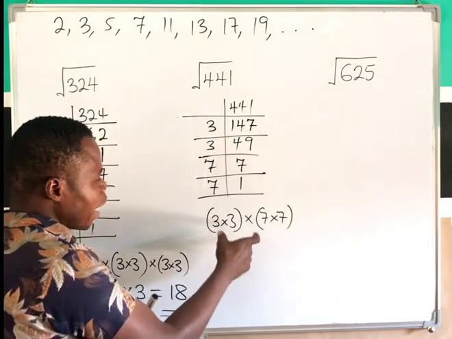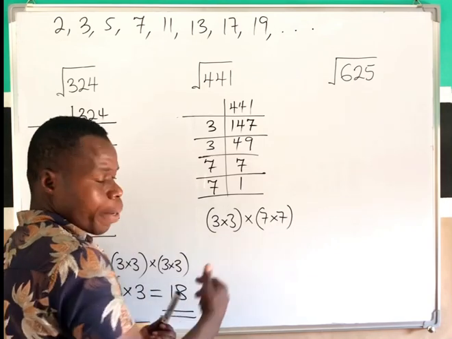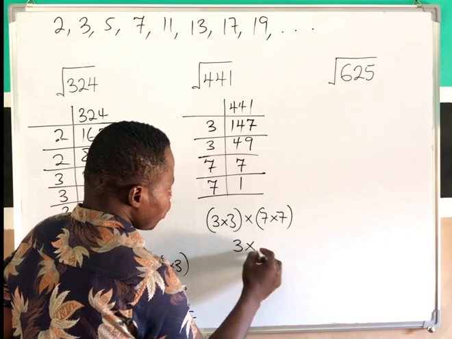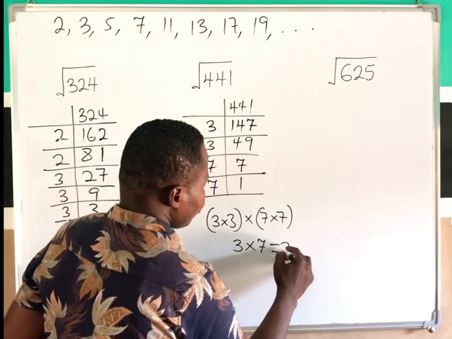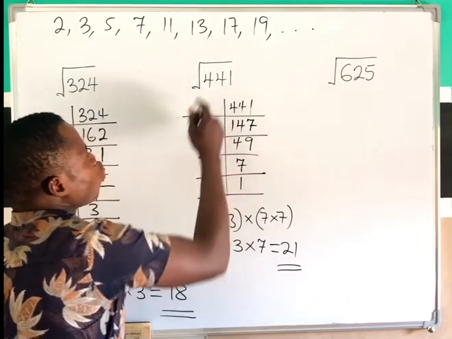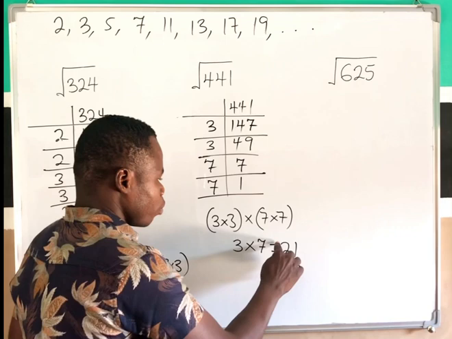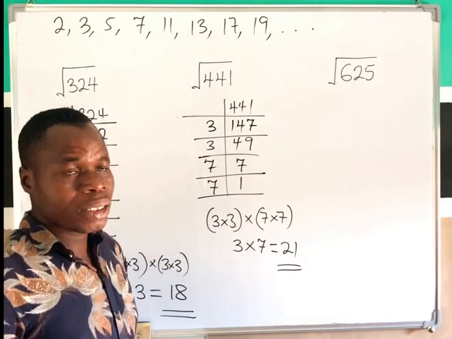But I want my answer from this. Since they are pairs like this, I'll now pick each here. So I'll take this 3, multiply by this 7. And 3 times 7 is 21. Meaning the square root of 441 is 21. So this is how we work the thing using the prime factorization method.